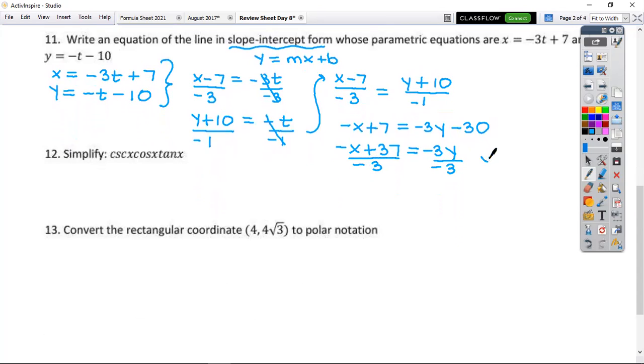All right, so your answer. We've got negative 1x divided by negative 3, so this would be positive 1/3 x minus 37 over 3. And then you're good to go. Again, no decimals with these. You want to leave everything exact.